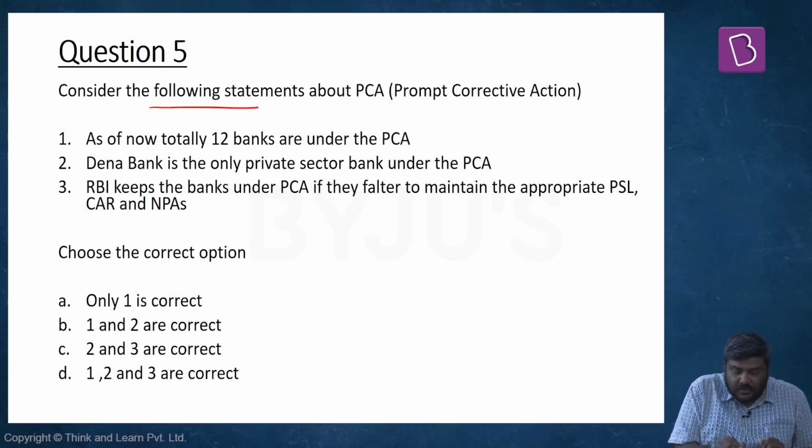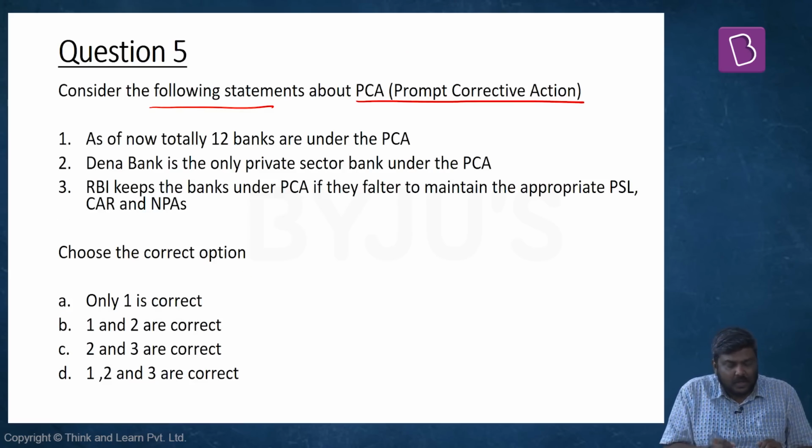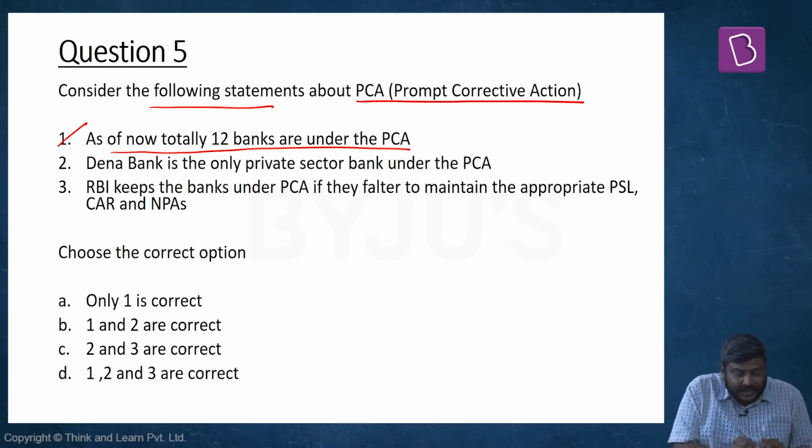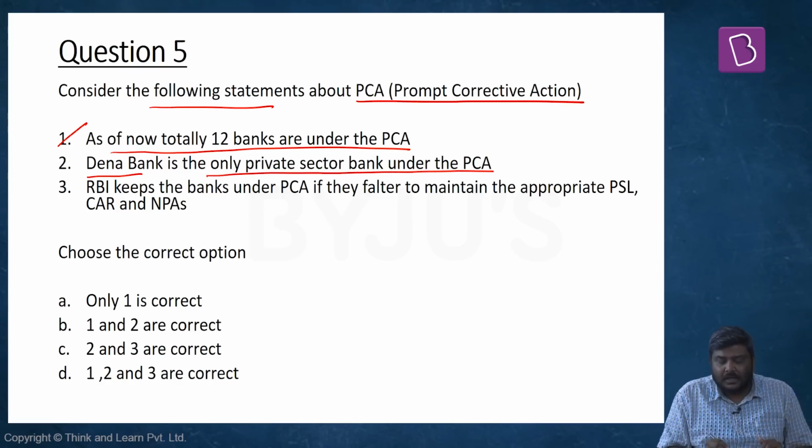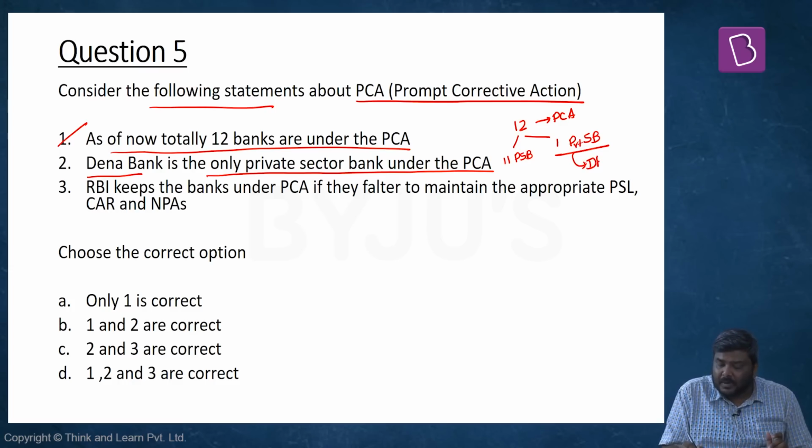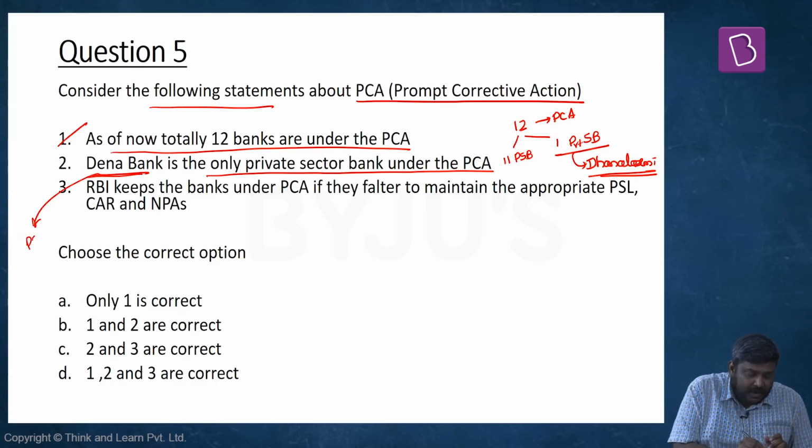Question number 5. Consider the following statements about prompt corrective action. As of now, totally 12 banks are under the prompt corrective action. Yes, that's true. Second, Dena Bank is the only private sector bank which is under prompt corrective action. I've already mentioned that 12 banks are under the prompt corrective action, of which 11 are public sector banks and only one is a private sector bank. This private sector bank is Dhanalakshmi Bank. It's not Dena Bank, it is Dhanalakshmi Bank. In fact, Dena Bank is a public sector bank which was nationalized back in the year 1969. So, point 2 is wrong.